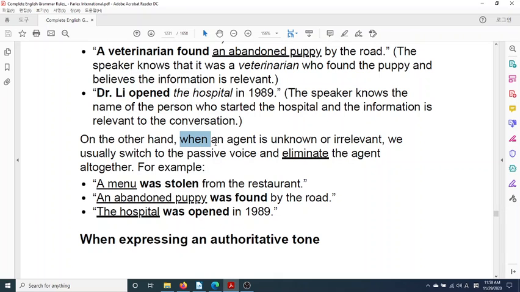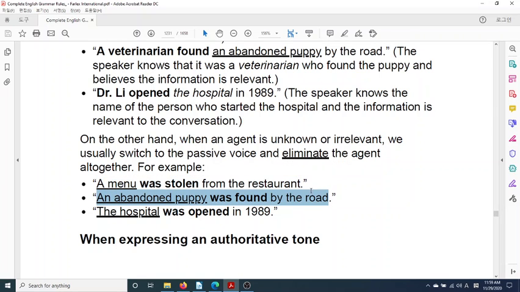On the other hand, when an agent is unknown or irrelevant, we usually switch to the passive voice and eliminate the agent altogether. So let's say you don't know who stole the menu. A menu was stolen from the restaurant would make a lot more sense. You could say a thief stole a menu from a restaurant, but of course, that's redundant. You don't need to say that. That's like saying you painted the wall with paint, right? Of course you painted it with paint, right? Same idea. Since you don't know more information except it was a thief, you can just omit it.